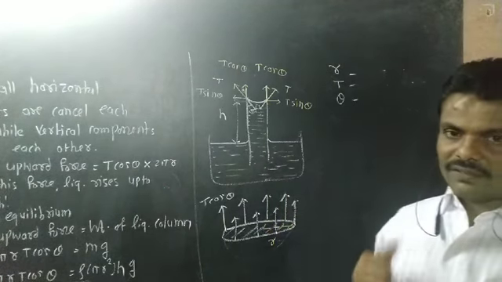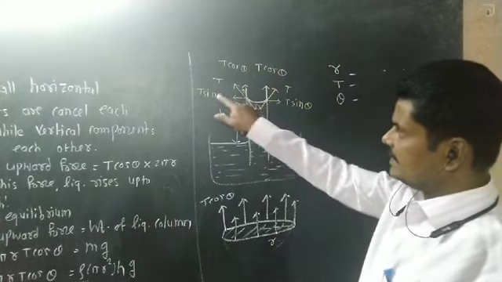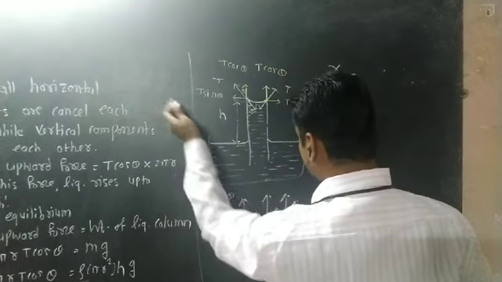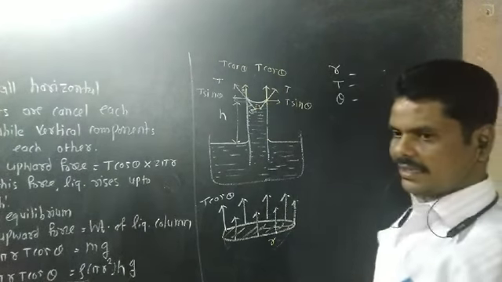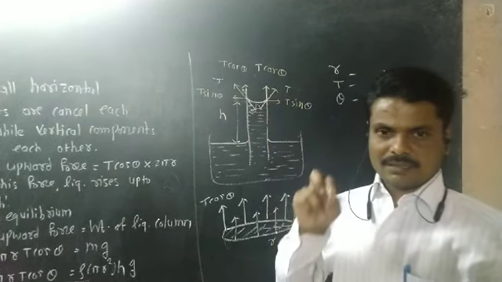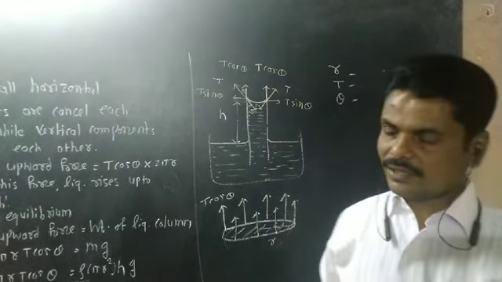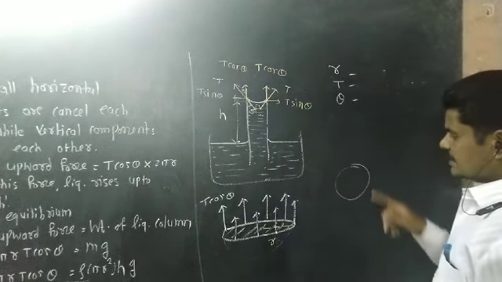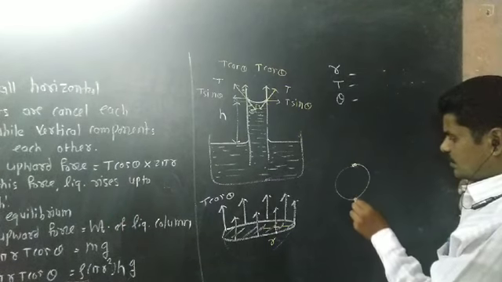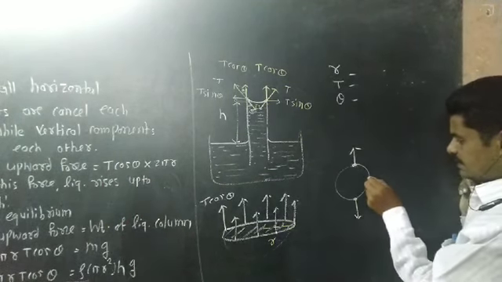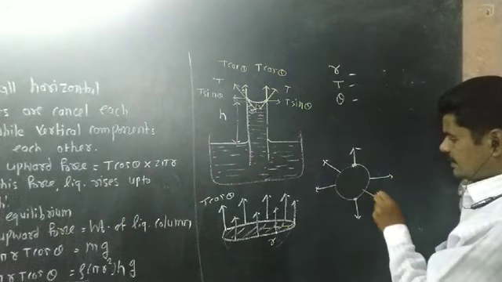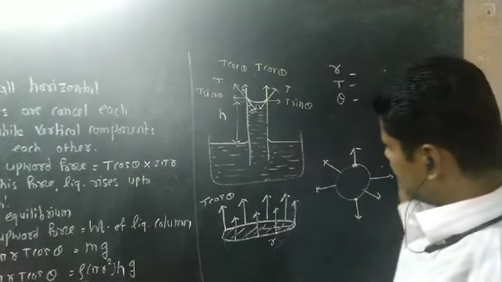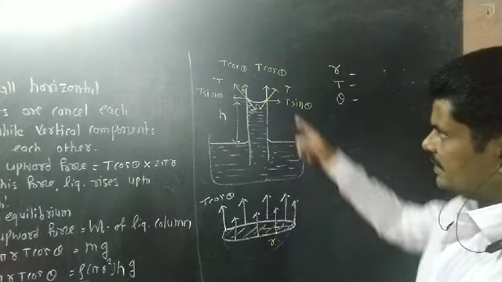First I will explain why T sin theta cancels. You check carefully. This T sin theta is in the left direction, this T sin theta is in the right direction. Both have equal magnitude but opposite direction, so the horizontal components cancel each other. Whichever meniscus molecule you take, this molecule's T sin theta cancels with that one's, and all vertical components add with each other. Therefore only one component remains here, that is T cos theta.